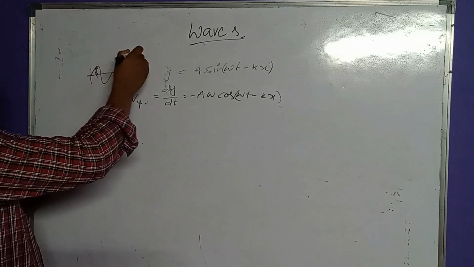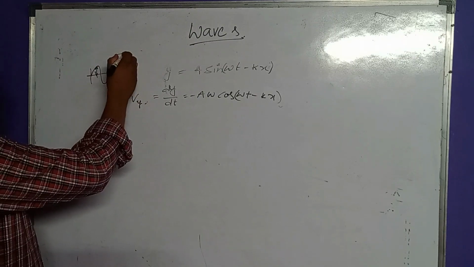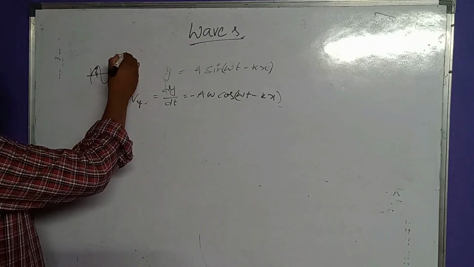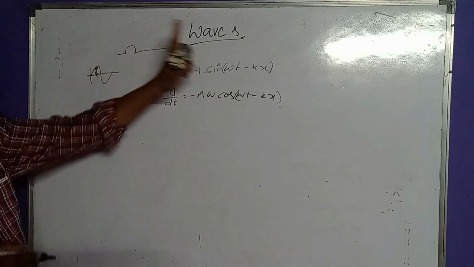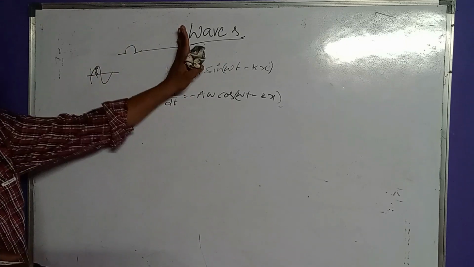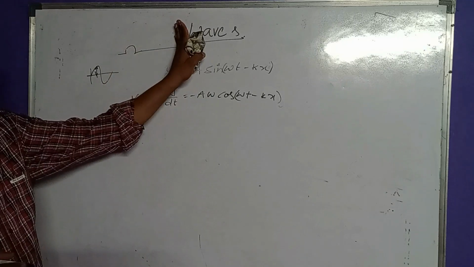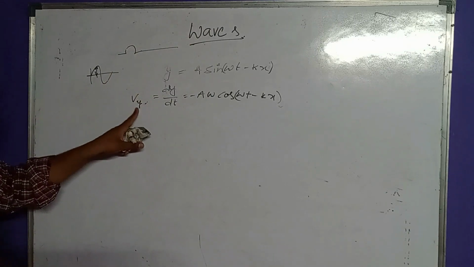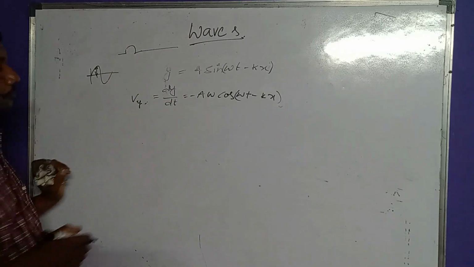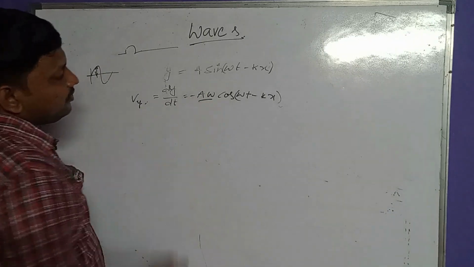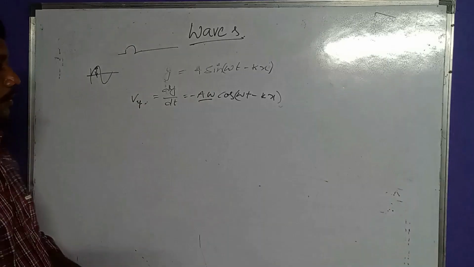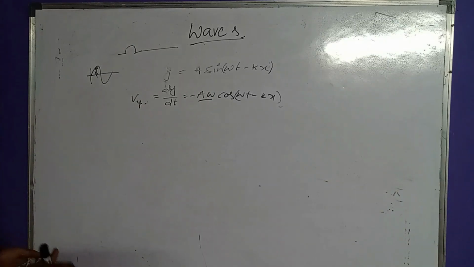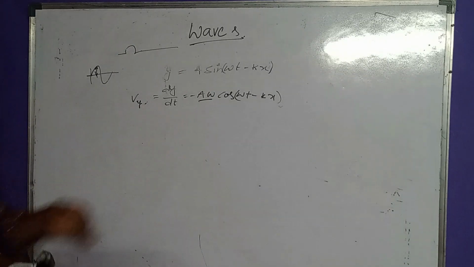That means in a traveling wave in a stretched string, the particle only oscillates, and only the energy moves forward from here. So the velocity of the particle is a omega into cos(omega t minus kx), right? This is the velocity of the particle.